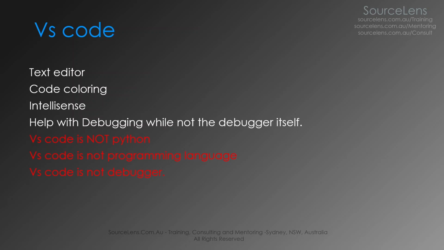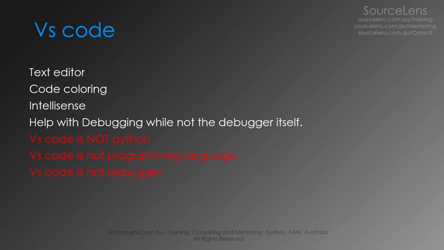But here is the thing. There are a couple of things you need to understand. Visual Studio Code is not Python. It is not the Python interpreter. It doesn't know Python. Python is that binary which we saw, python.exe. That is what Python is about. All the binaries in that folder, that is Python. Visual Studio Code is not Python. It is not the programming language either. We are using Visual Studio Code for Python programming. It is a text editor, not a programming language.